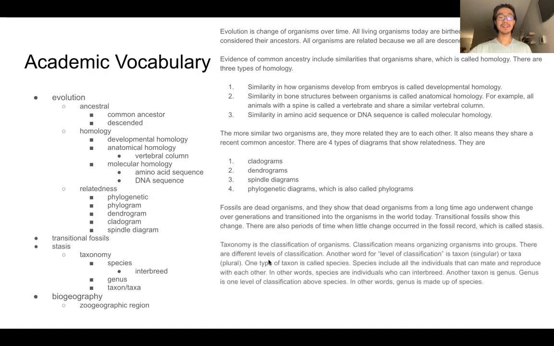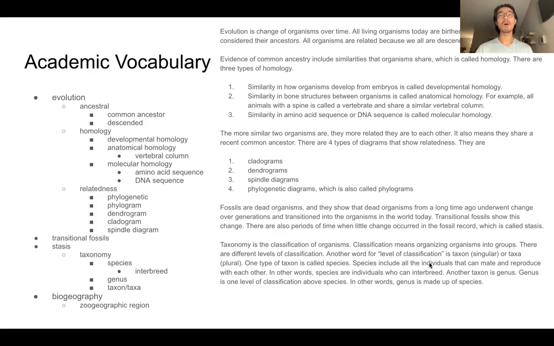Taxonomy is the classification of organisms. Classification means organizing organisms into groups. There are different levels of classification. Another word for a level of classification is taxon, when we're talking about one level, or taxa for plural, more than one. One type of taxon is called species.